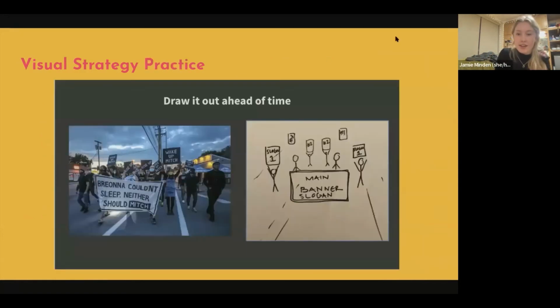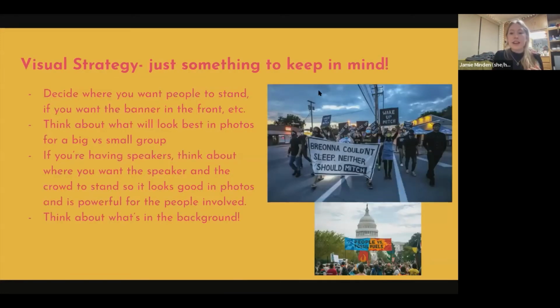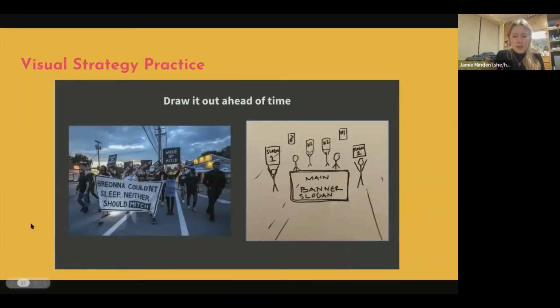And so they had really worked out this visual strategy. I think actually on the next slide, you can see this is where they drew it out ahead of time. So basically they knew they were going to have a main banner with their slogan, and they were going to have a couple handheld signs and a couple picket signs. And so what they did ahead of time was they said, okay, we're going to have 2 people holding the banner in the front, and then we're going to have these people on the sides and some people in the back holding handheld signs higher. This might look like an accident in this photo, but it was really purposeful, as you can see here.